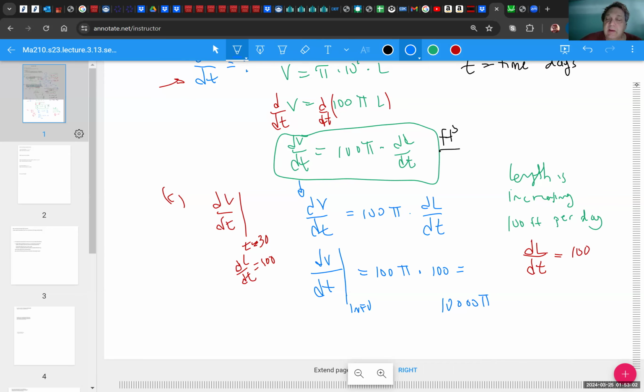10,000 pi. And the units are V on the top, which is cubic feet, and the units on the bottom, t. t is measured in days. Oops, looks like I forgot to write days up here too. All right, so that's our evaluation for how fast the volume is changing after 30 days, assuming that the length is changing at the rate of 100 feet per day.